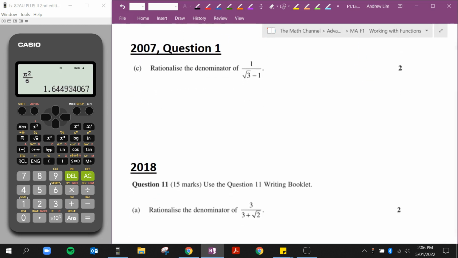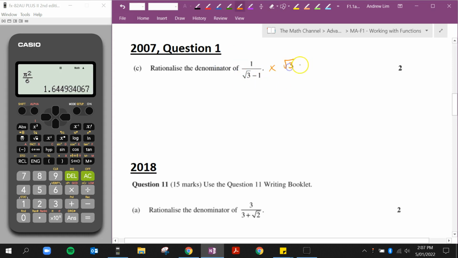Right. Question 1C of the 2007 paper. Rationalize the denominator of 1 over root 3 minus 1. Now for the next few questions, there's quite a number of these where we need to rationalize the denominator. So make sure that you can do these types of questions because there's a good chance that it might pop up in your exam. So in order for us to rationalize the denominator, we need to multiply it by the conjugate. So this has a binomial in the denominator.